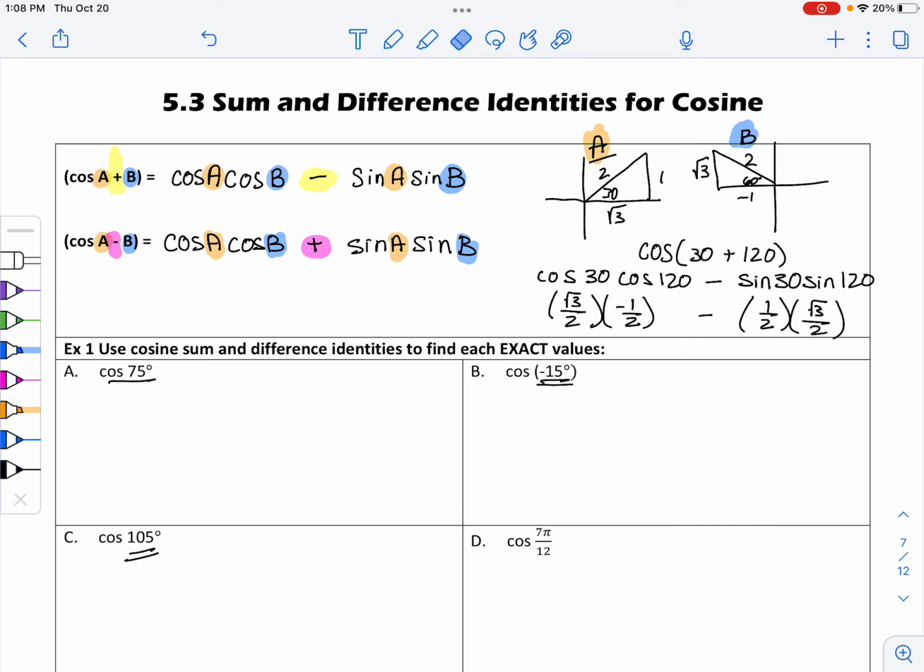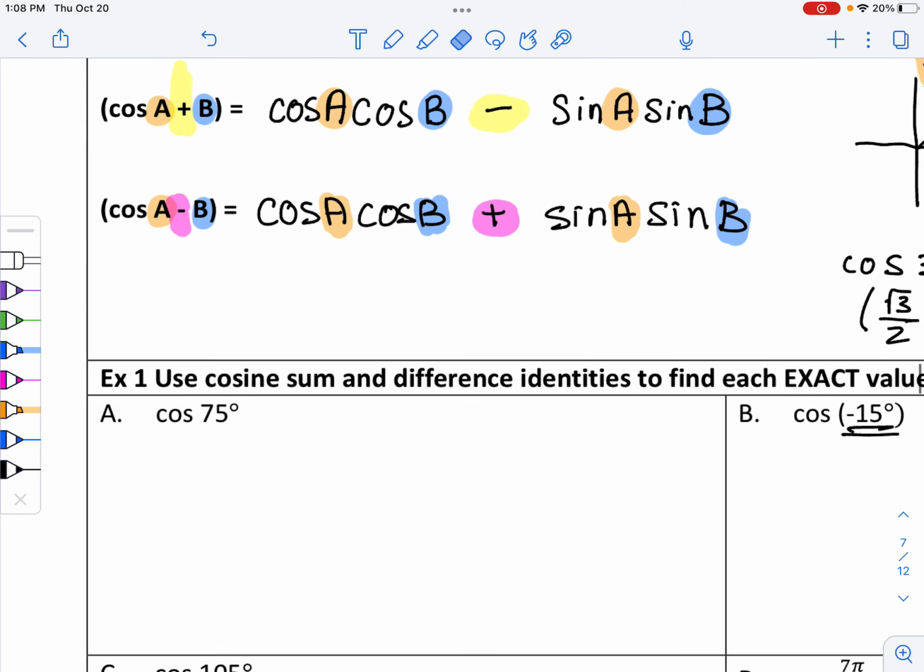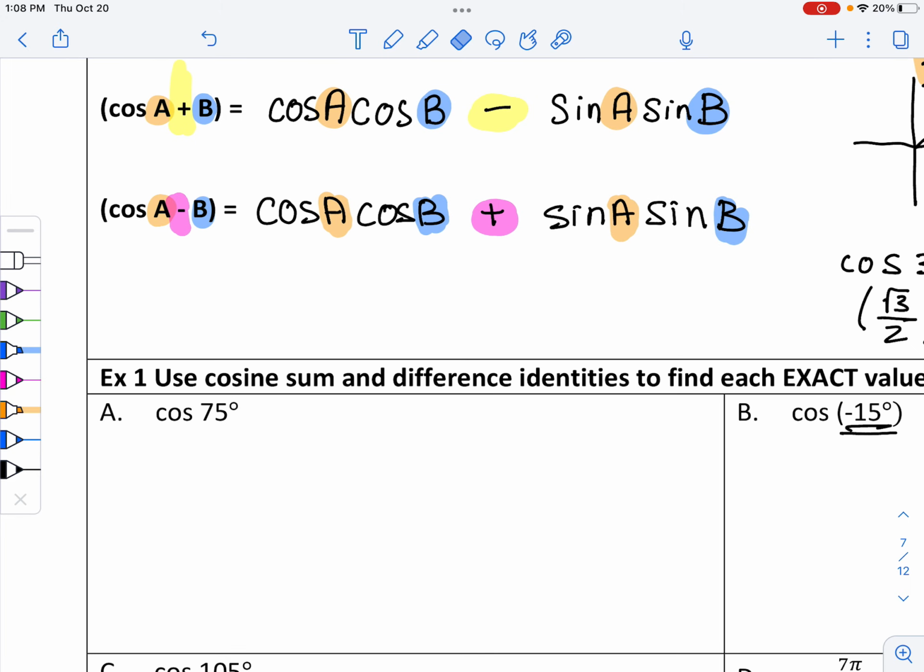As we look through this first example, example A, we want to find the cosine of 75 degrees. Well, we don't know the triangle side lengths of 75 degrees, but what we do know is that 75 degrees is 30 plus 45. We know those angles.